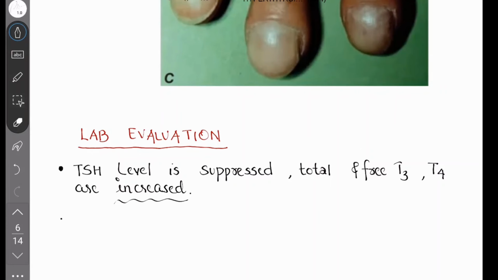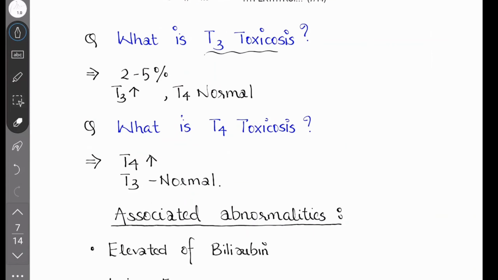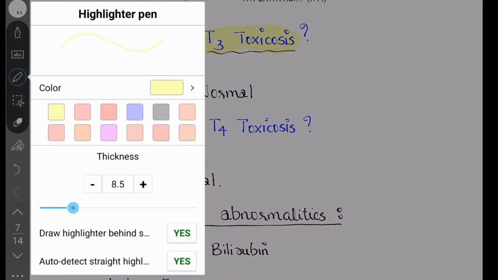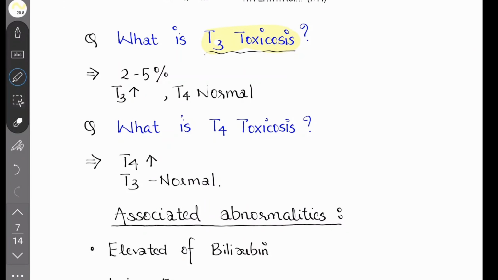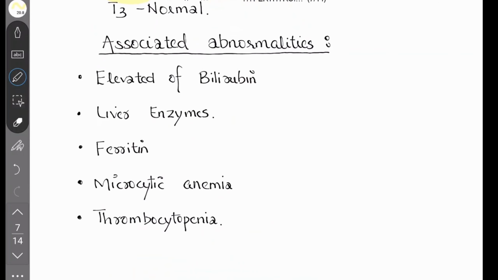Okay. So what is T3 toxicosis? In T3 toxicosis, which occurs in 2 to 5%, only the T3 will be increased. The T4 is normal. In T4 toxicosis, the T4 is increased and the T3 is normal. Okay. The associated abnormalities are elevated bilirubin, liver enzymes, ferritin, microcytic anemia, thrombocytopenia.